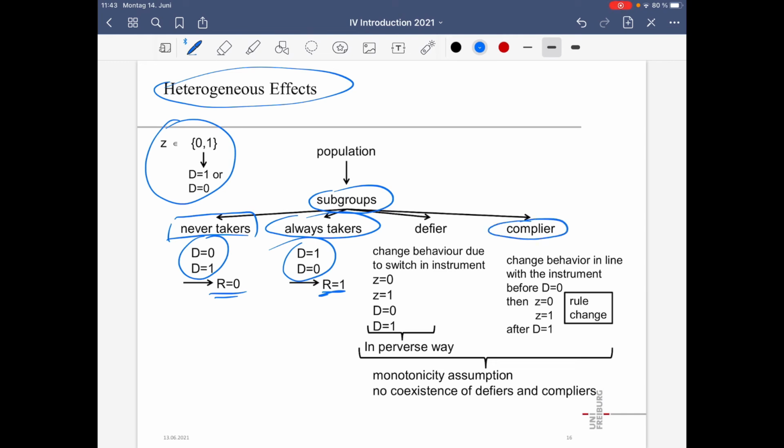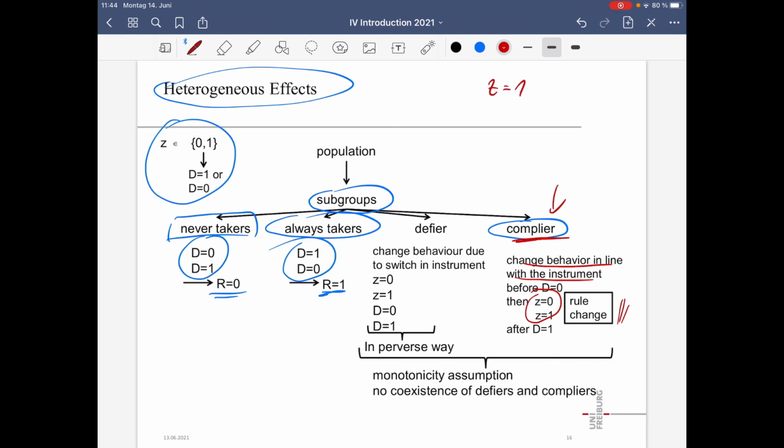Then the compliers, that's the group that is especially important later on if you talk about the local average treatment effect. The compliers are those who change their behavior in line with the instrument. So if the instrument changes from 0 to 1, then you also behave in line with the instrument. That's the idea. To make that once again clearer, let's just use an example.